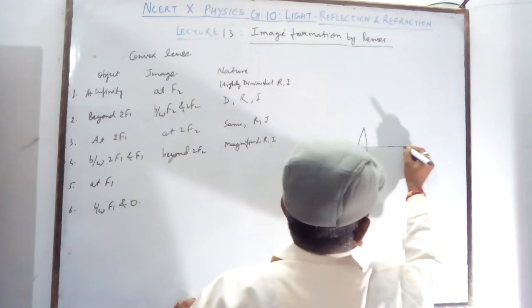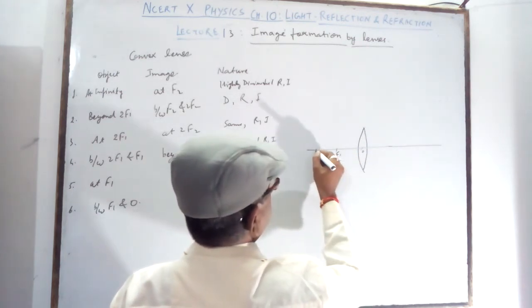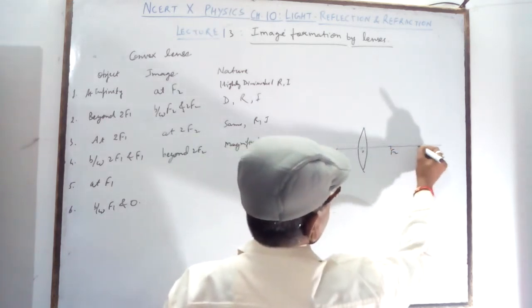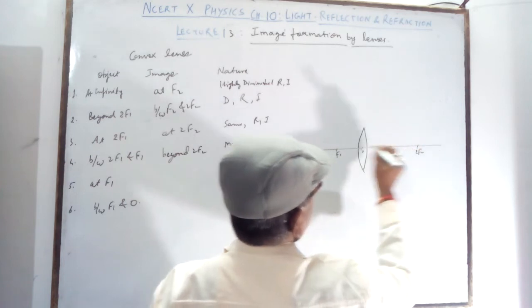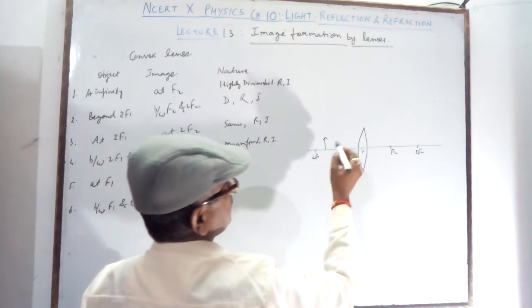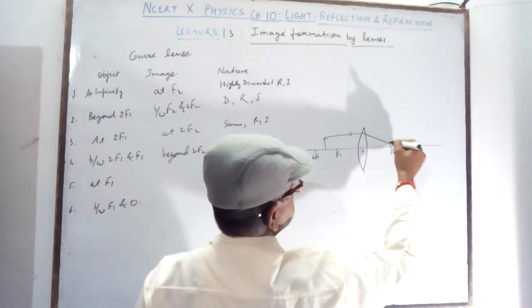Here is the optical center, F1, 2F1, F2, 2F2. What are you getting? The object is at this place, between F1 and 2F1, then the ray will pass like this.